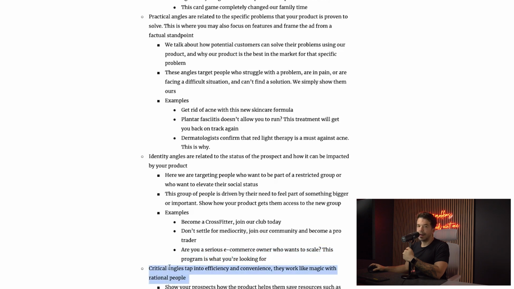Finally, we have critical angles. Critical angles tap into efficiency and convenience.